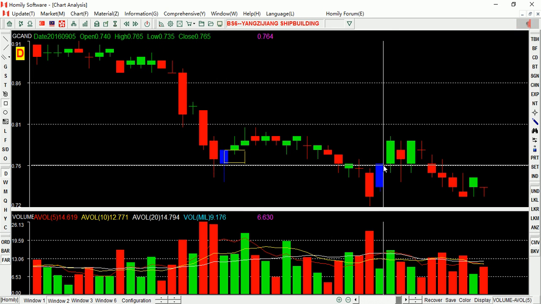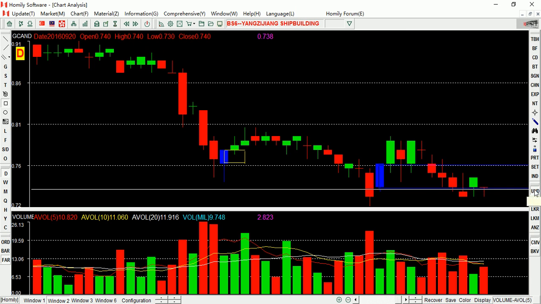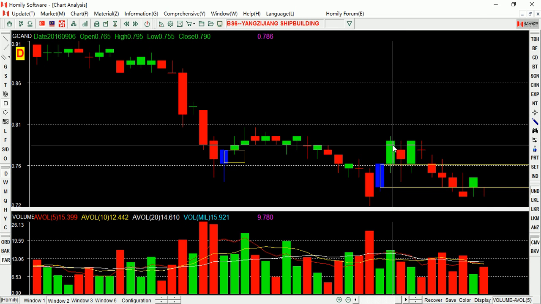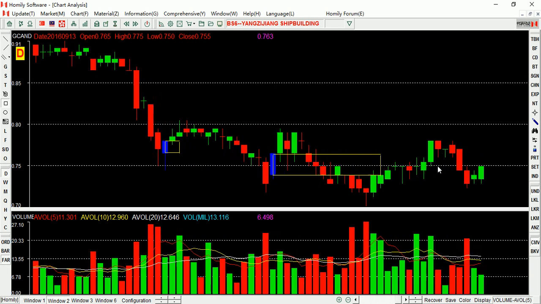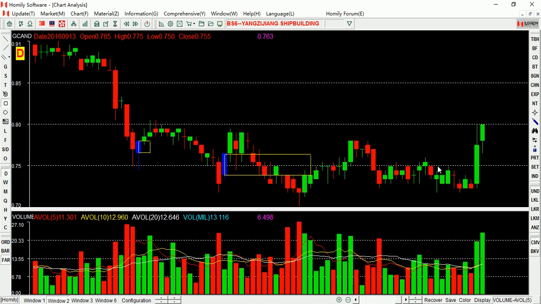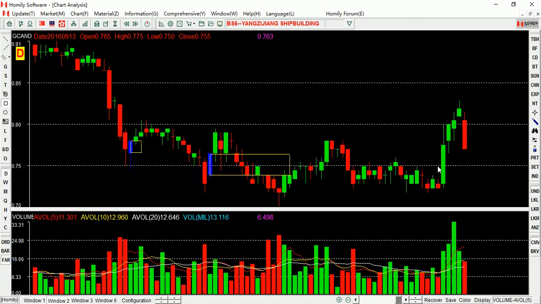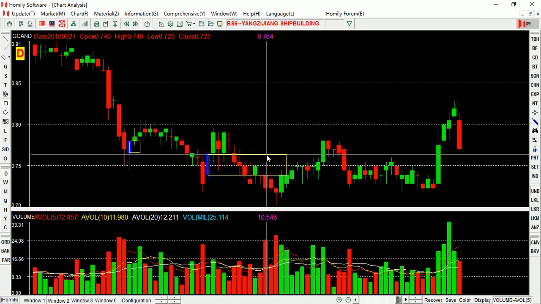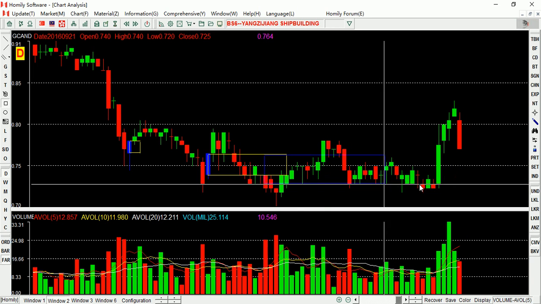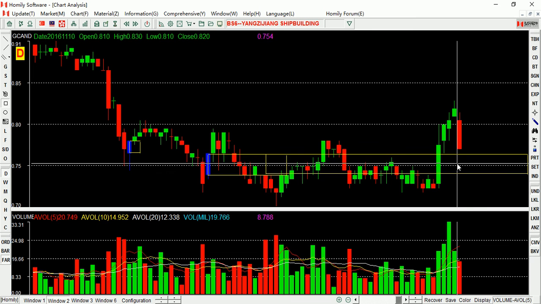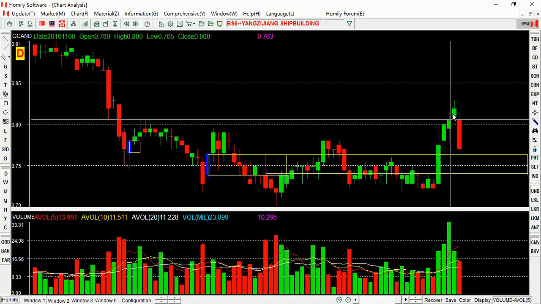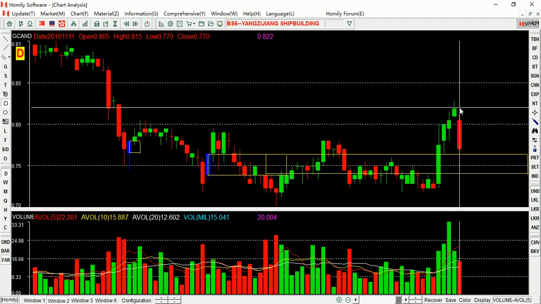Okay, then blue candlestick appears. Buy or not? If you buy, then you should set a stop loss. Okay? Then the price is in sideways, right? Then we can see here. If you buy here, it's only for short term. Okay? Short term, how many days? 5 days.